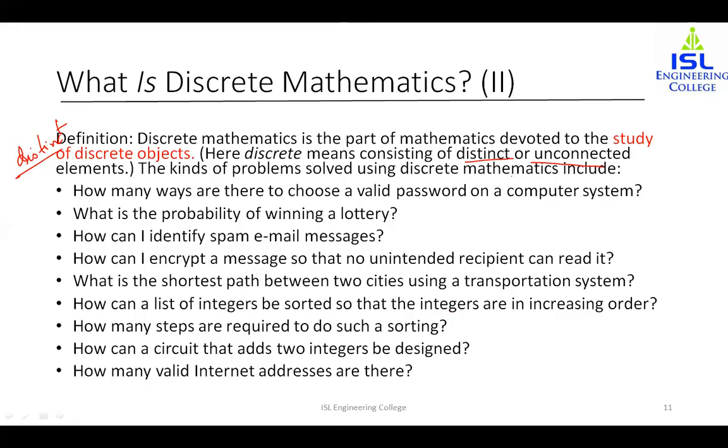What are the kinds of problems that you can solve using discrete mathematics? These are a few examples that I have mentioned over here. How many valid passwords? The first example uses the concept of permutation and combination. The second example is the concept of probability, the probability of winning a lottery. Similarly, spamming of email messages, that is based on keywords. Encryption and decryption of messages. Shortest path, which is a problem of graphs. These are the various problems that we will study in the further lectures, and this is just an example so that you understand the basics.